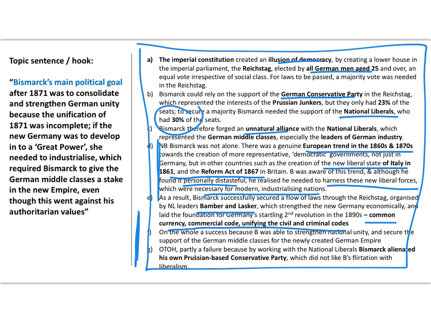But on the other hand, it was partly a failure because by working with the National Liberals, Bismarck alienated his own Prussian-based Conservative Party, who resented the way Bismarck was flirting with liberalism, was forming alliances with the middle classes. His own people within the Reichstag were resentful of that. So you could argue on one level it was a failure.